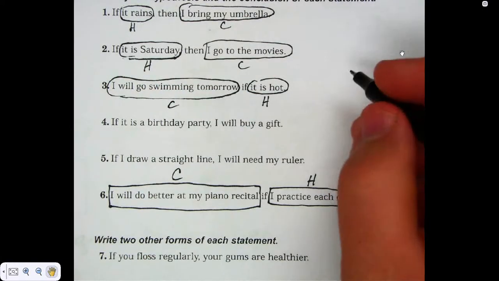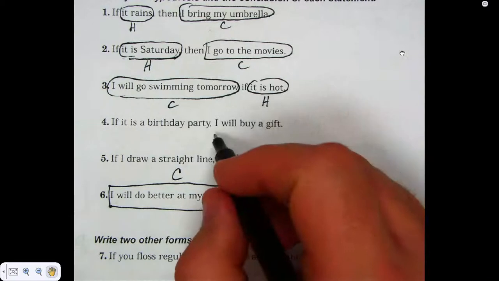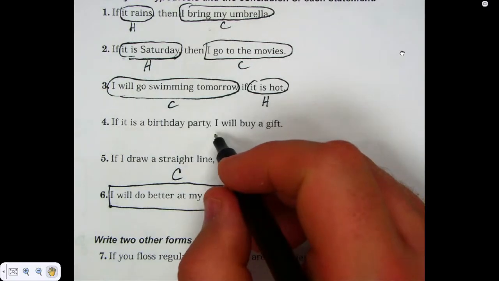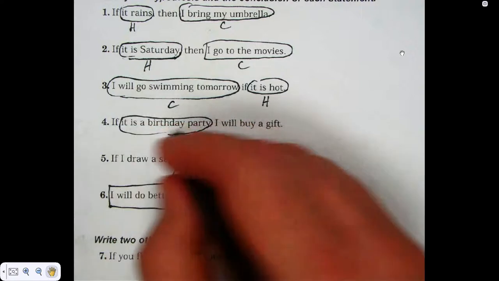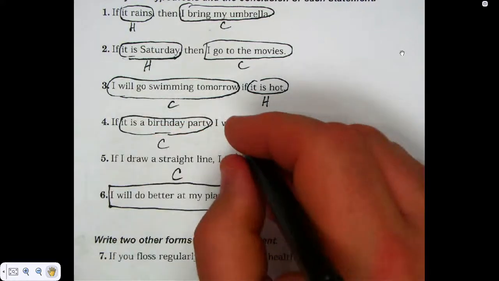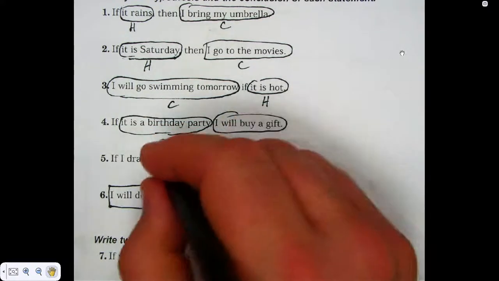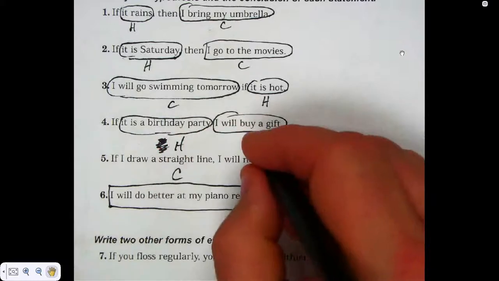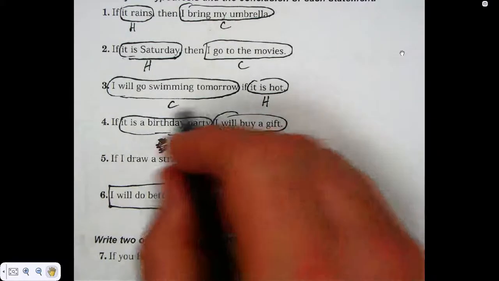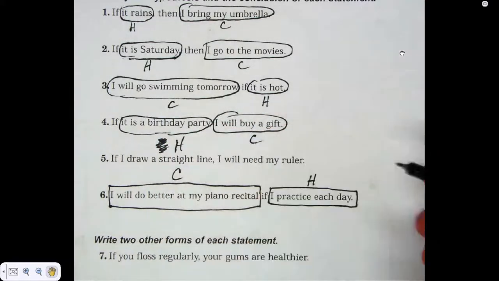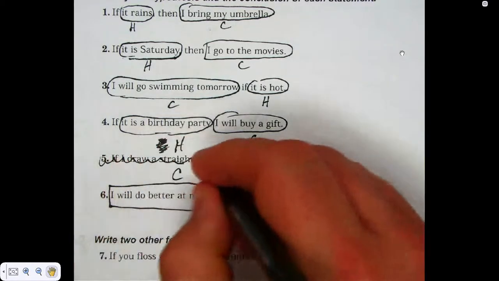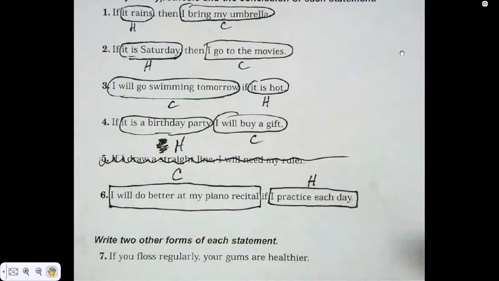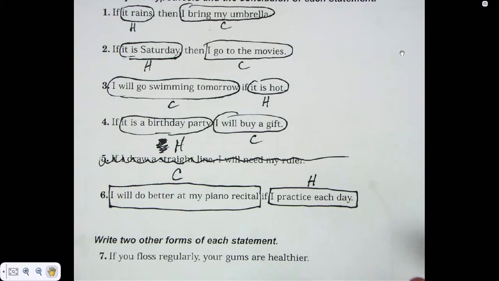If it is a birthday party, I will buy a gift. How did they try to trick you here? They didn't put what? Then. But what happened? What is the condition? There being a what? What happens as a result? So, I will buy a what? So this is your hypothesis. Buying a gift is your conclusion, is it not? And we'll skip 5 because they're starting to run into each other. Because you guys can get that one the same as the others, can't you?